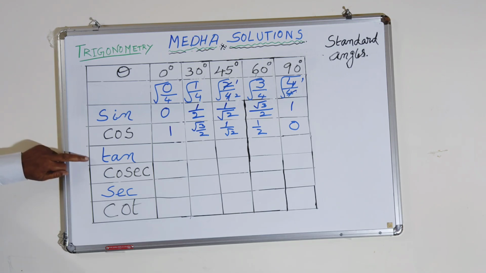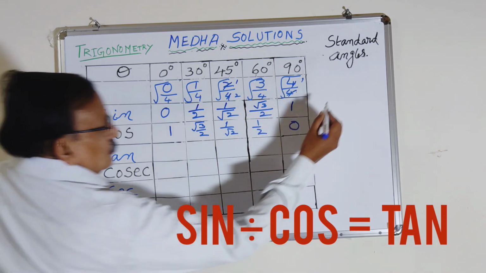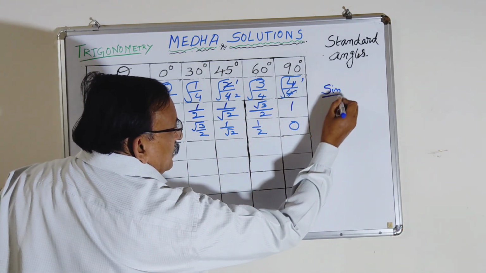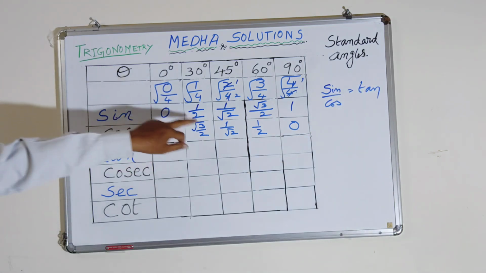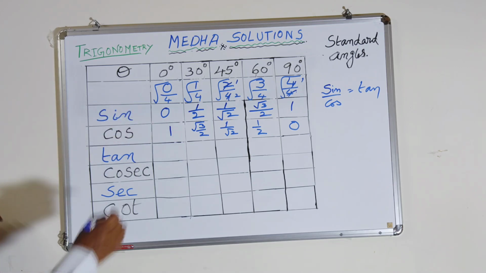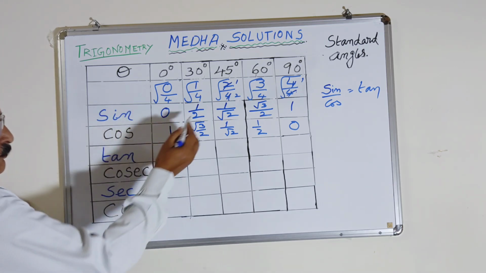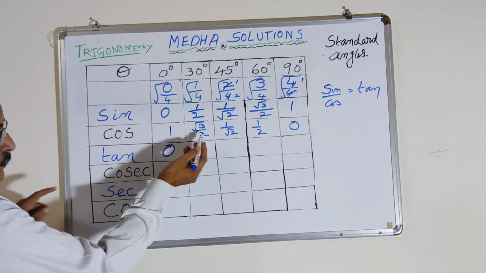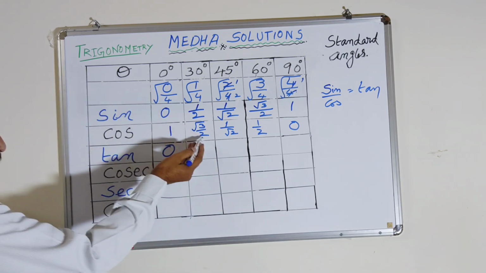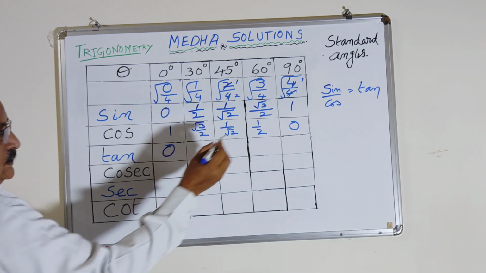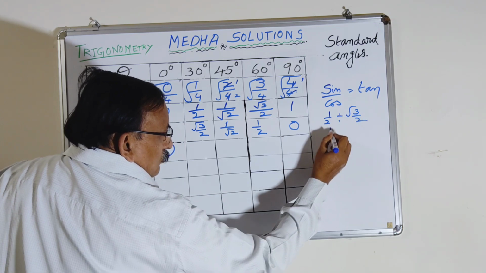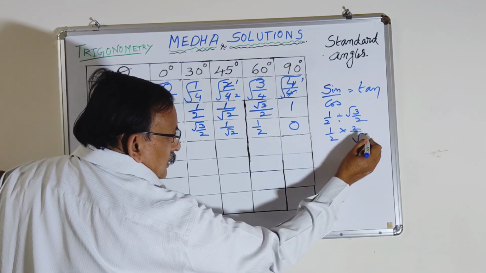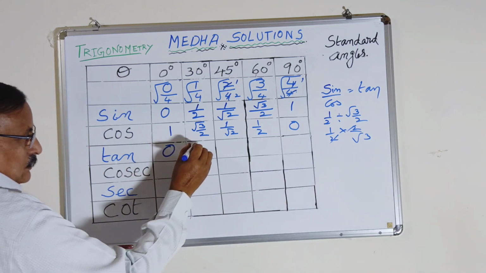And then tan. Tan is equal to, students, sin by cos. For every value here, sin by cos: 0 by 1 is equal to 0. 1 by 2 divided by root 3 by 2, that is 1 by 2 into 2 by root 3, flipping the fraction. Cancel, 1 by root 3. That is 1 by root 3 here.